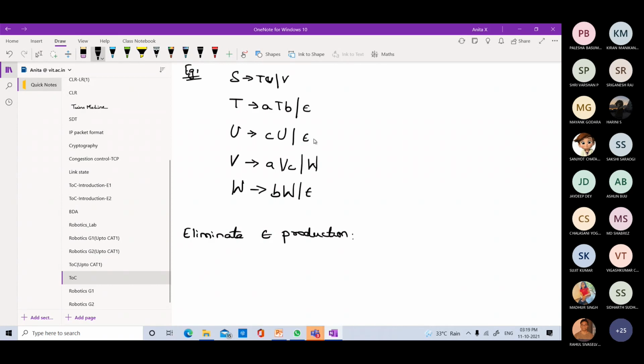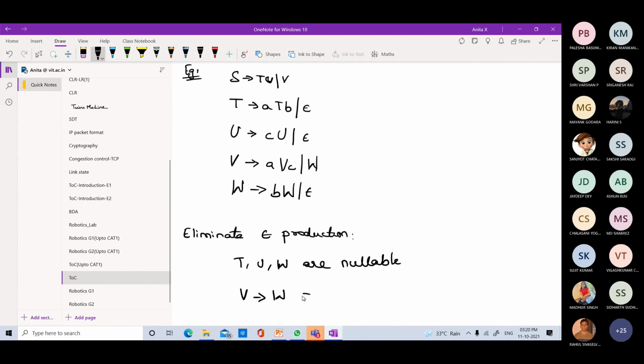In order to eliminate the epsilon productions, you can see what they are: T derives epsilon, U derives epsilon, W derives epsilon. So from the grammar you can say that T, U, W are nullable. When you proceed with reduction, you can see V derives W. Here W is nullable, so V is also nullable. T, U, W are nullable.